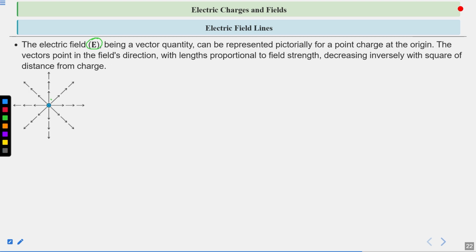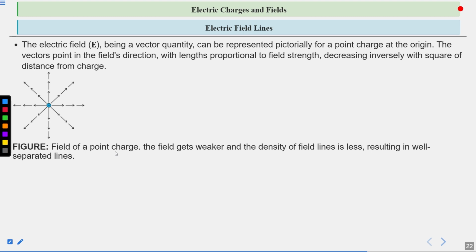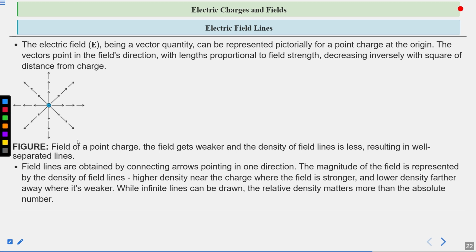So here the charge is positive. So, listen carefully, electric field lines point radially outward. And if the charge is negative, in that case, what happens? In the figure, for a point charge plus q, the field gets weaker and the density of field lines is less, resulting in well separated lines. So if the charge is negative, field lines point radially inward.